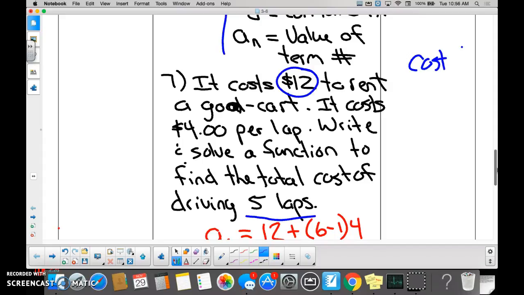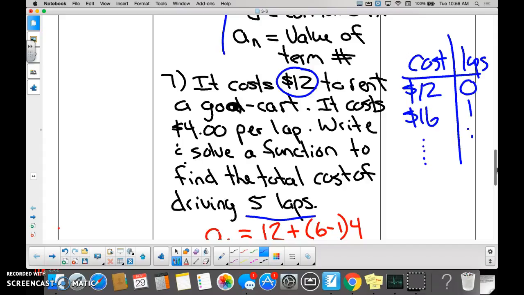We have cost, we have laps. How much does it cost to rent a go-kart, you guys? $12. And that will give you how many laps? 0. How much does it cost for 1 lap? $16. So if we go all the way down here to the 5th lap, it's going to cost us how much? $32.